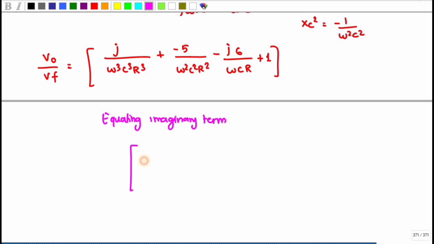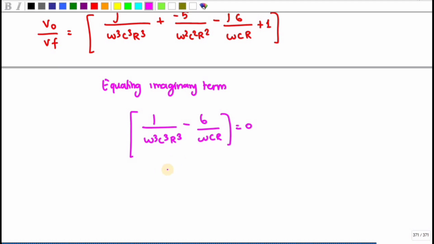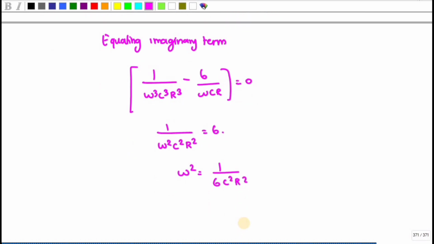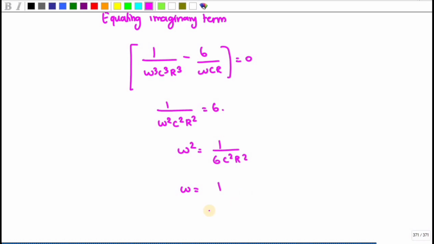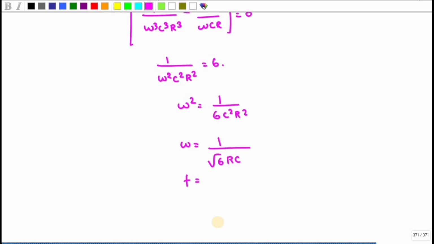So if we take the j term, 1 divided by omega cube c cube r cube minus 6 divided by omega c r is equal to 0. So if we equate this whole term to 0, I'll get 1 divided by omega square c square r square is equal to 6. Okay. So what is omega square now? Omega square is 1 divided by 6 c square r square. If I take the root, I will get root of 6 rc. So what is my frequency? Frequency is equal to 1 divided by 2 pi root 6 rc.